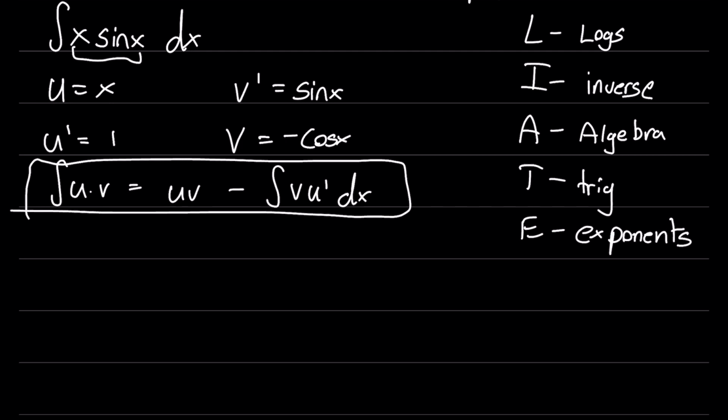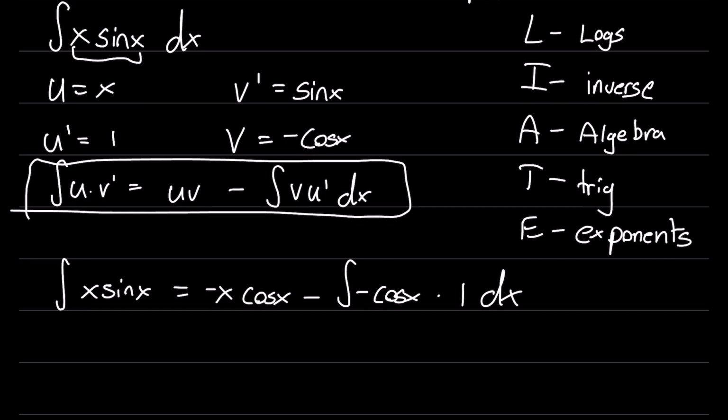So we have u is equal to x, so we're going to have the integral of x times v. Now v in this case is negative cos x. Oh, sorry, it's supposed to be v prime. I was getting a little lost right there. So if we have x sine x, it should be equal to uv, which is x times negative cos x, minus the integral of v. Now v in this case is just negative cos x, so negative cos x times the differential of u, which is just 1, dx.